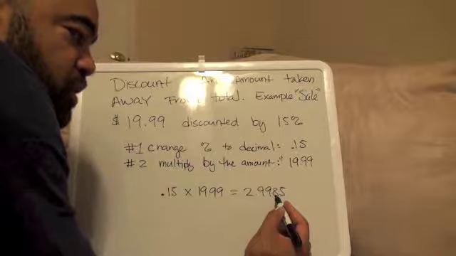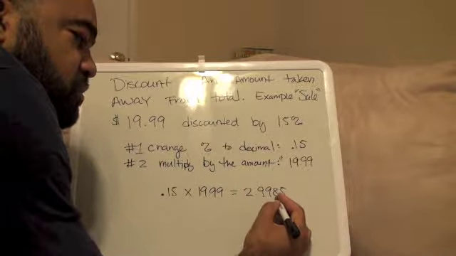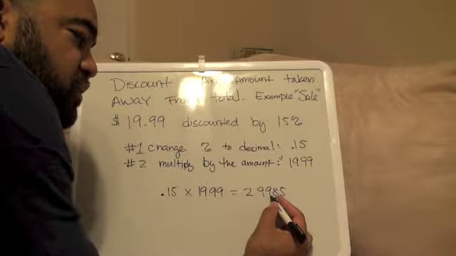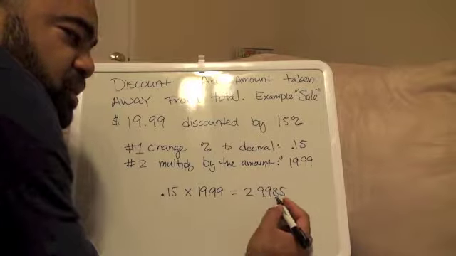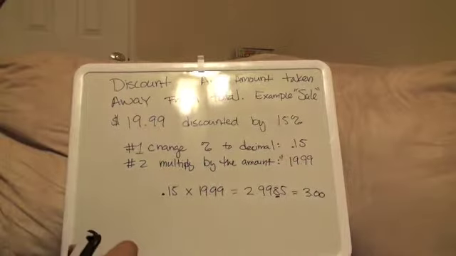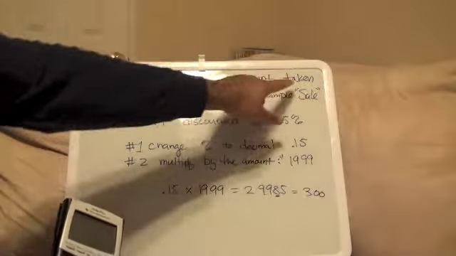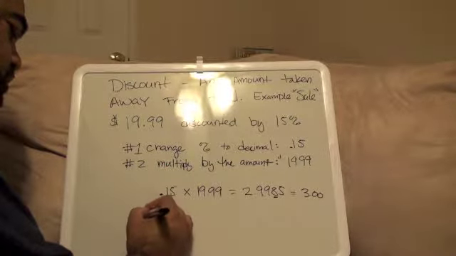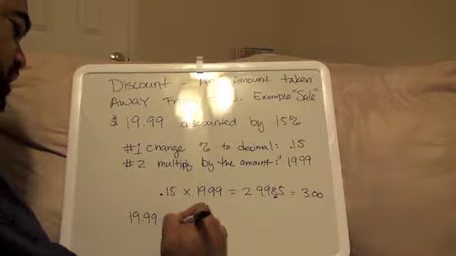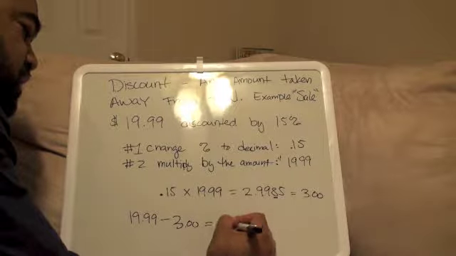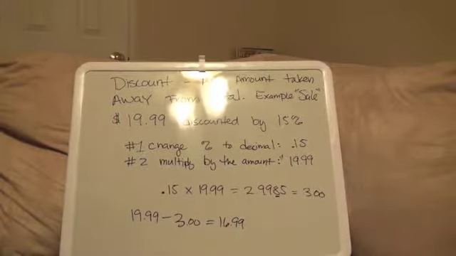What I'm going to do with this, I'm going to round it up. We're dealing with money, so we look over to this spot. Is this number bigger than 4? If it's larger than 4, that means we're going to change this number over here. If I change this number, everything goes over there. So we're just going to make this an even $3. And now, since it's a discount, it says we're going to take away from the total. So my total is $19.99. I'm going to subtract $3. That leaves me with $16.99 for the DVD. $16.99. And that's how we do discount rate.